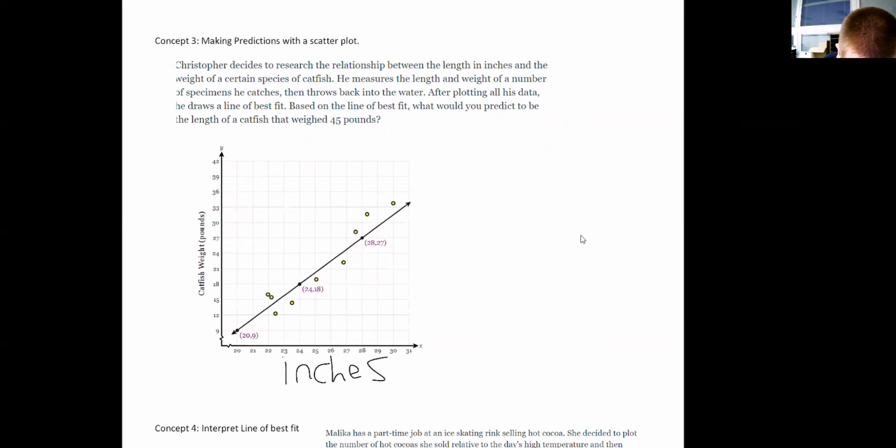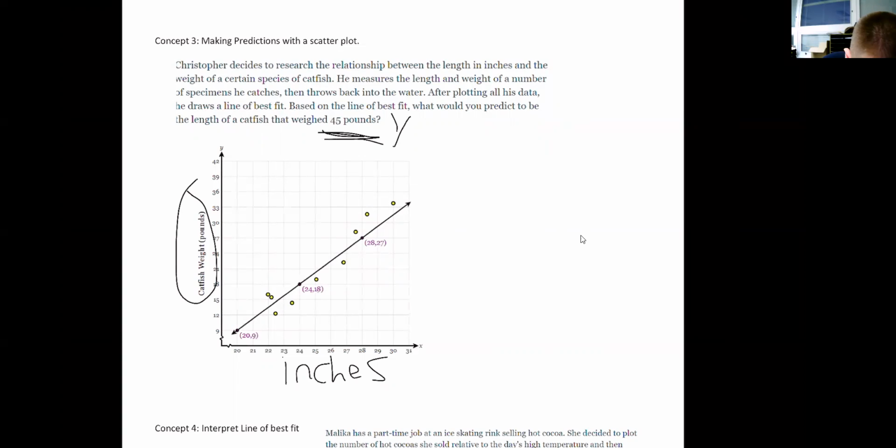He measures the length and weight of a number of specimens he catches and throws them back into the water. After plotting all his data, he draws a line of best fit. Based on the line of best fit, what would you predict the length of a catfish that weighed 45 pounds? So the first thing you always want to look at is, is this an X or a Y value? So if you look, weight is here. So that is a Y value.